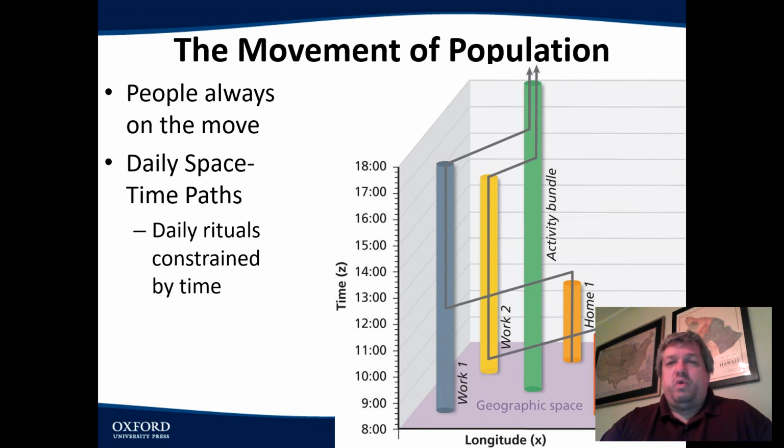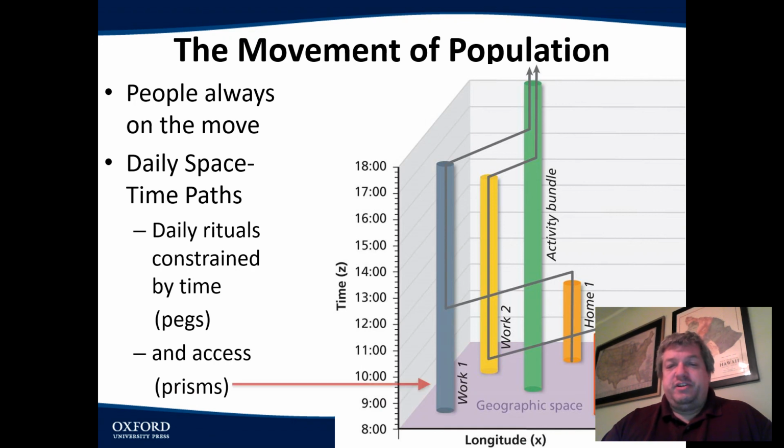You have to be at work so many hours a day. That's a constraint on the movement, right? If your way of getting to work takes longer, that affects your movement as well. And so those are the pegs, the daily rituals constrained by time. And then just the access, right? And that measures this: the total area that you can access, the distance between work and home and school, right? That's all constrained by how much time you have and the ability to move.